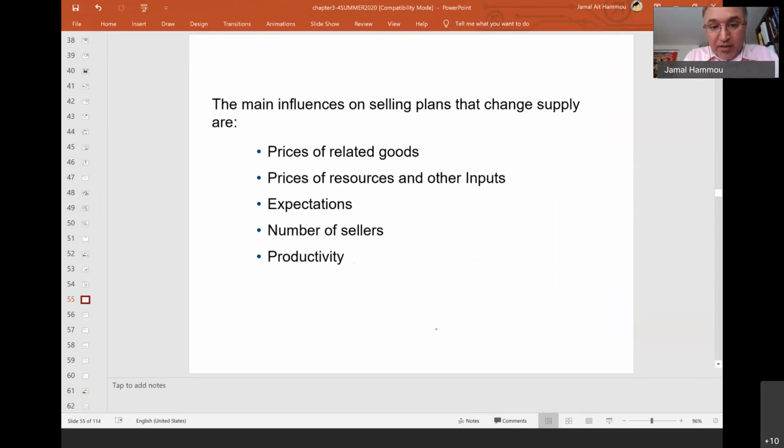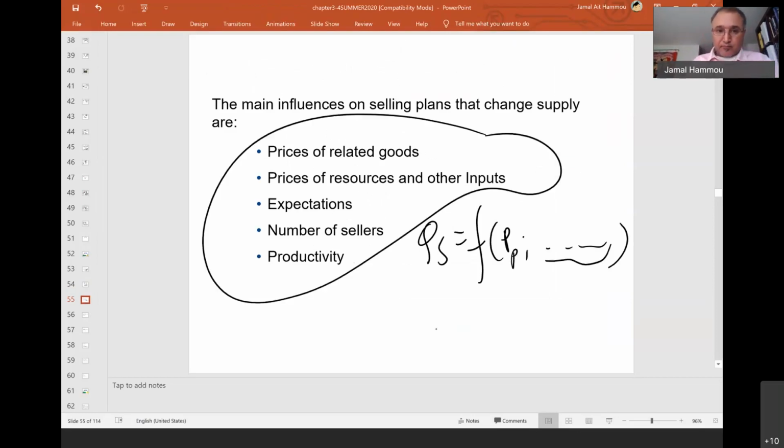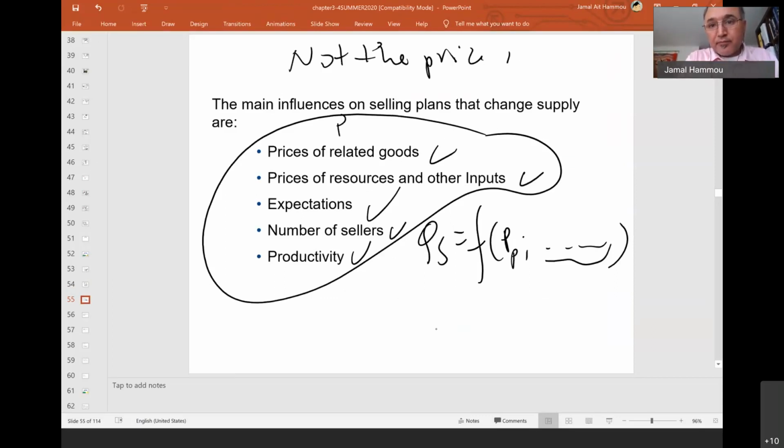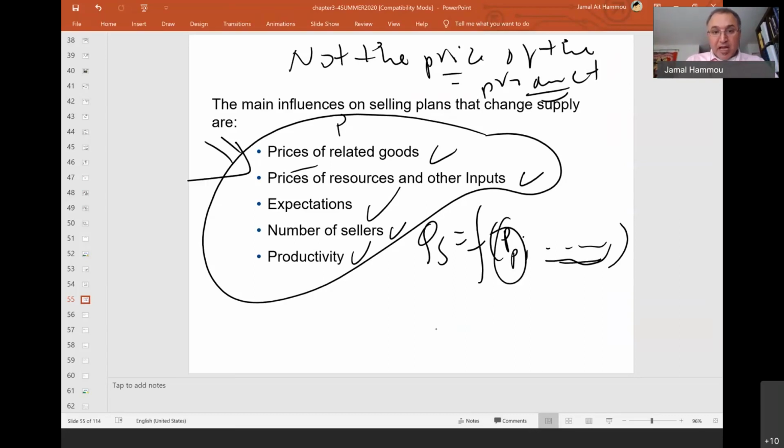Now remember, now I'm going to sell. So we have quantity supplied is a function of the price of the product, but also other variables. The other variables I'm going to talk about are these: price of related goods, cost of inputs, expectation, number of sellers, productivity. So none of them has to do with the price of the product. Now, if I'm not talking about the price of the product, I'm talking about the shift of the supply curve. Because if I was talking about the price, I would move along the supply curve. All of these variables have nothing to do with the price of the product, so it means I'm going to shift the supply curve.